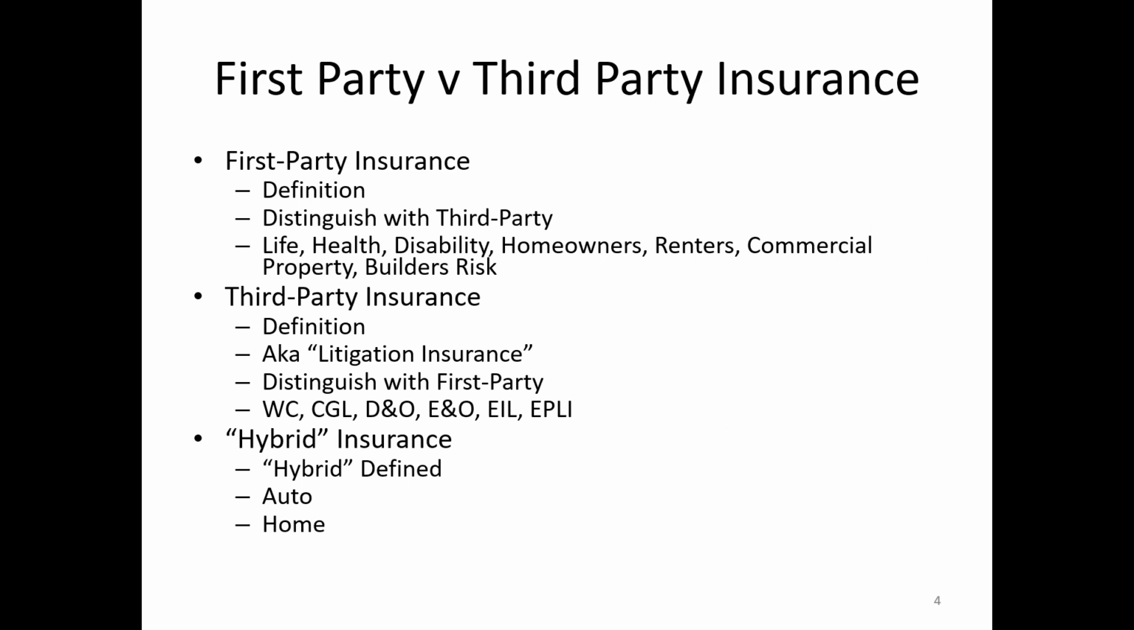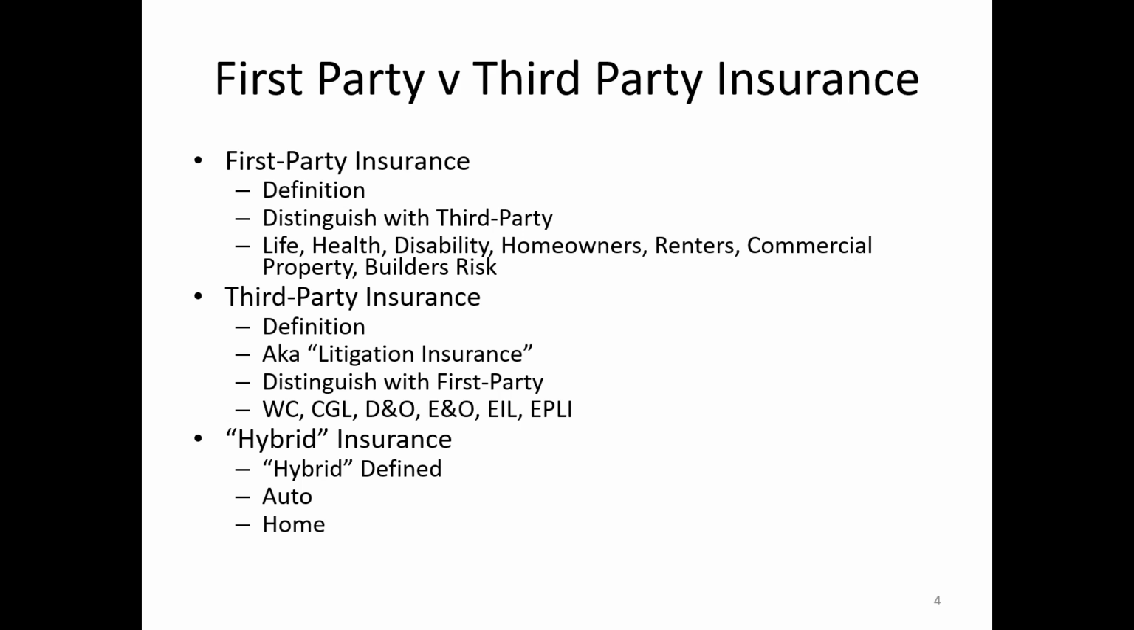So the first general thing to understand about insurance is that there are two types of policies, first and third party insurance, and they line up with first and third party injuries. First party insurance provides insurance to the policyholder himself, herself, or itself for losses suffered by the policyholder. That is distinguishable from third party insurance, because third party insurance provides coverage for losses suffered by a third party who makes a claim against the policyholder.